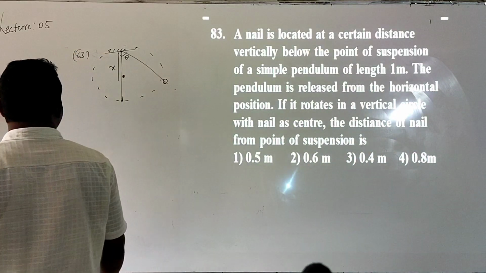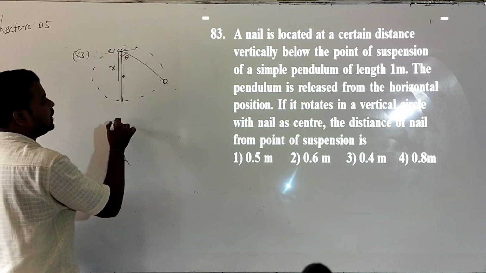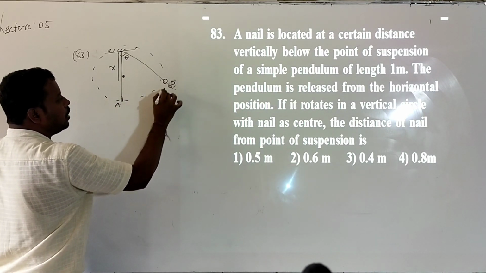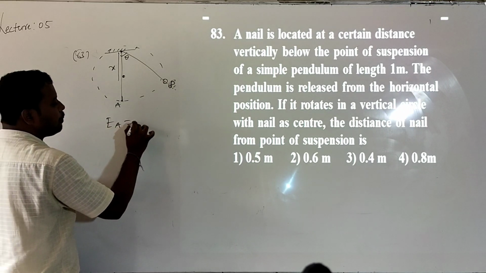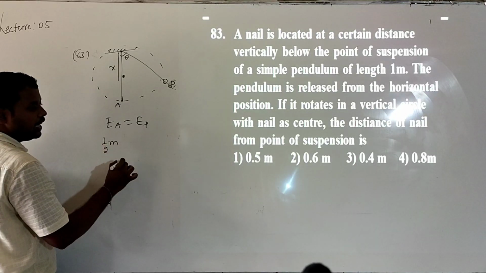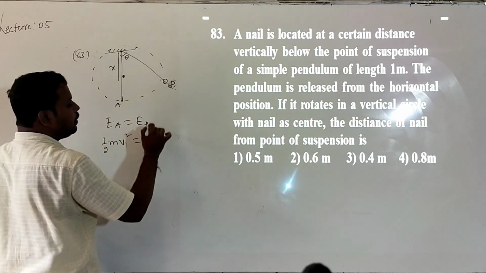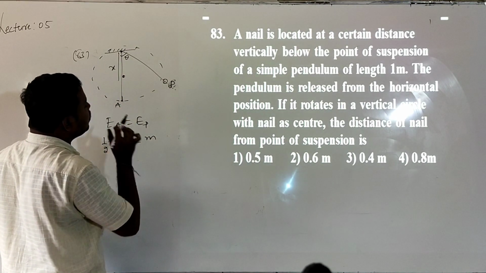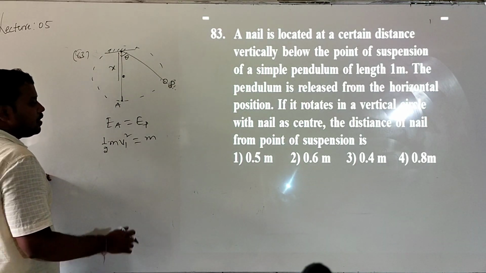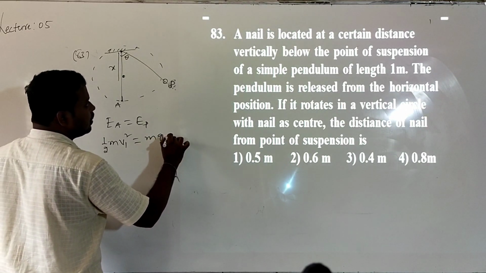So what is the formula here? I will get the formula in order to calculate the distance value. Let me call this point A and this point B. According to the law of conservation of energy, EA is equal to EB. What is EA? Here there is only kinetic energy, 1 by 2 m V1 square, which is equal to the energy at B, where there is only potential energy. What is the potential energy here? It is m g into the total height.